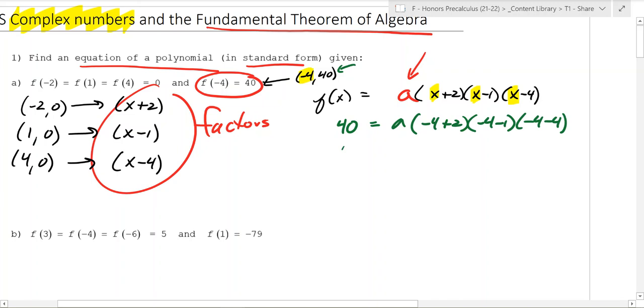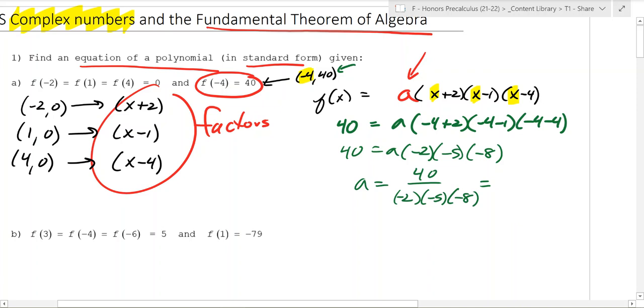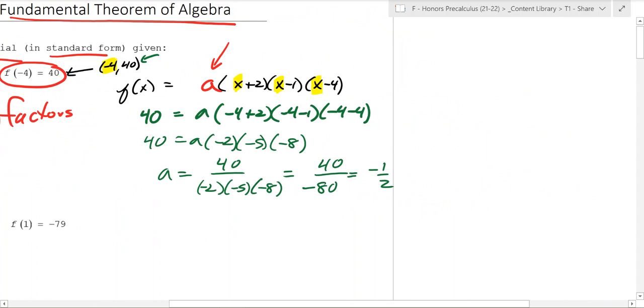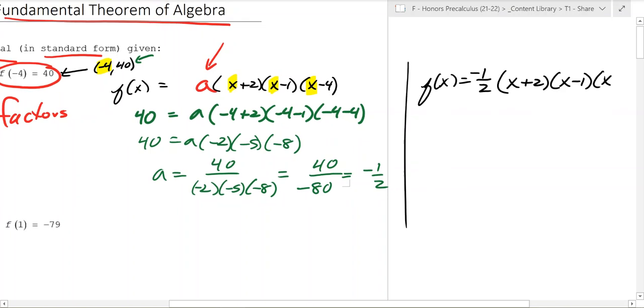And then you clean it up and you get 40 is equal to a times negative 2 times negative 5 times negative 8. So you get a is equal to 40 over negative 2 times negative 5 times negative 8. And that's going to be 40 over negative 80, which is equal to negative 1/2. So that tells us our final polynomial is going to be f of x is equal to negative 1/2 times x plus 2 times x minus 1 times x minus 4.